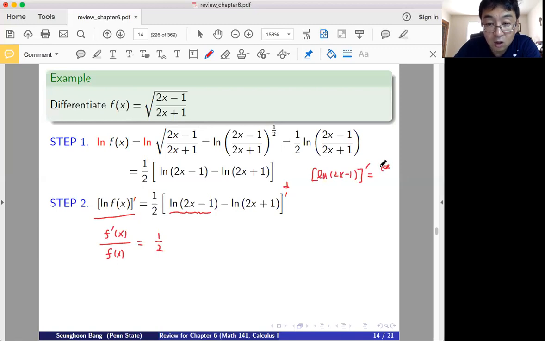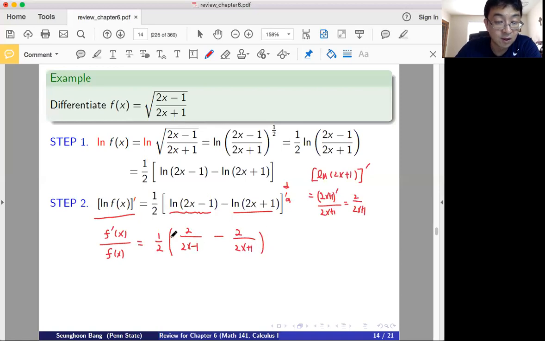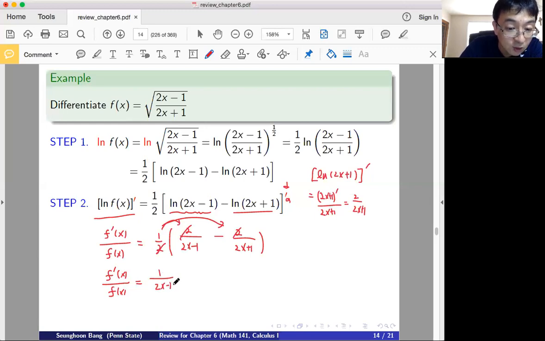Yes, exactly. Here, 2x minus 1 prime over 2x minus 1 is 2 over 2x minus 1. Minus ln of 2x plus 1 prime is exactly similar, just change it to plus. So we have 2 over 2x plus 1. The next, distribute 1 over 2. What happens? The 2 is crossed out. So we have f prime of x over f of x equals 1 over 2x minus 1 minus 1 over 2x plus 1. This is exactly step 2.